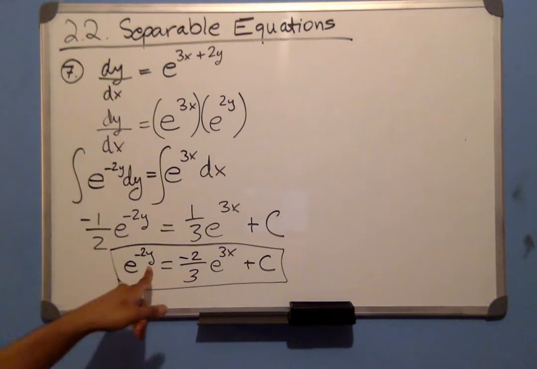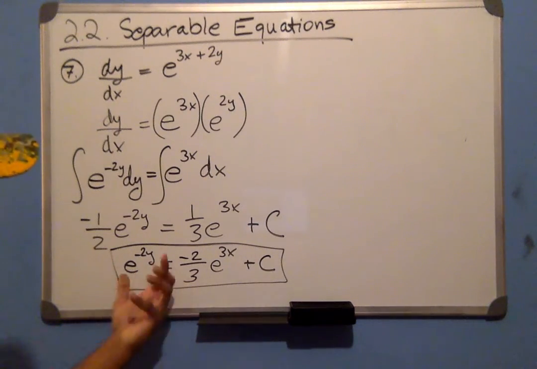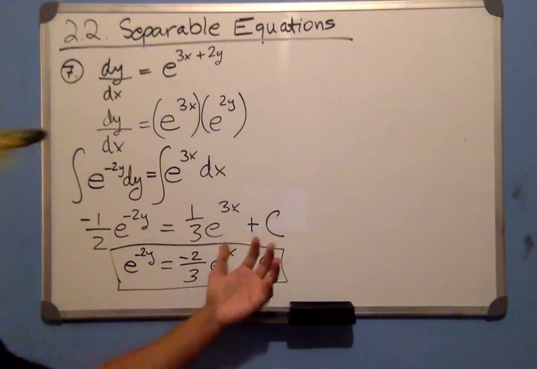There's no need to take the ln of both sides to isolate for y because we already have all of our terms of y on one side and our terms of x on the other side.